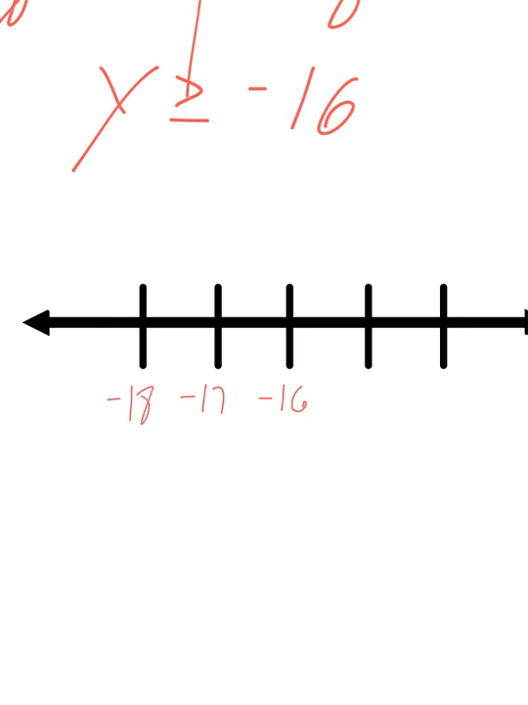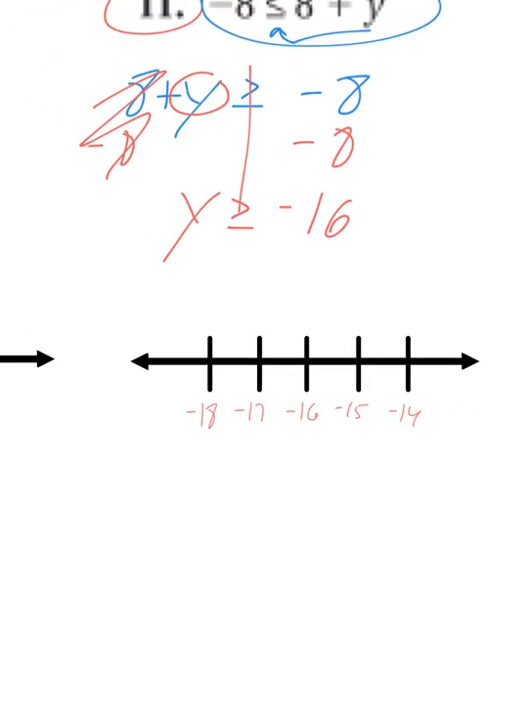-17, -18. Those numbers are less than it. -15, -14. Just be careful with those negatives. I see that as a common mistake. Remember, here's my key number. If I want numbers that are less than -16, that means those numbers are more negative. So just keep that in mind.